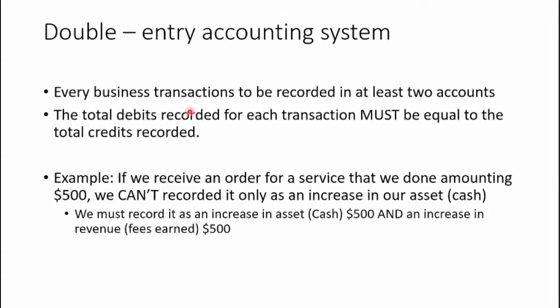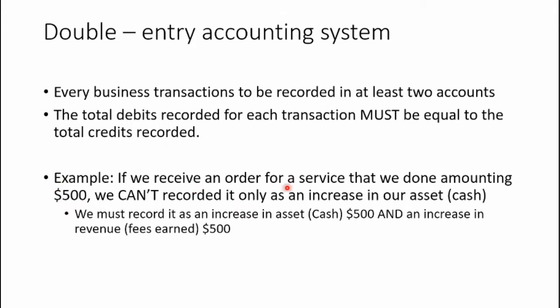Now, so what is double entry accounting system meaning? Well, like the name suggests, every business transaction needs to be recorded in at least two accounts, double entry, and the total debits recorded for this transaction must be equal to the total in credit side that are recorded. So let's go to the example.